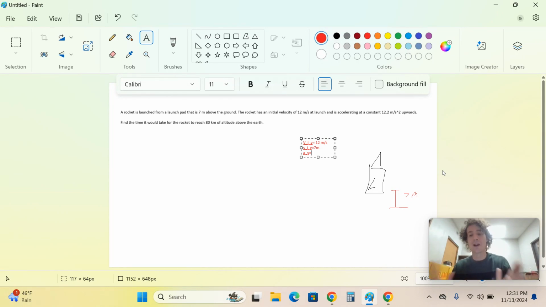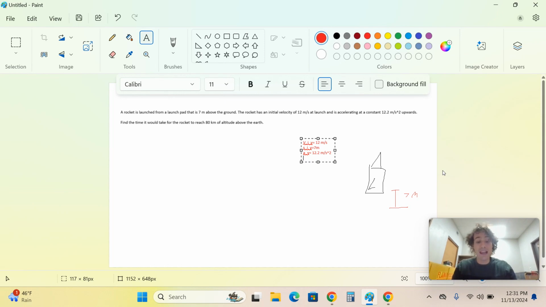I just want to make sure you're aware that these problems can be harder, right? So this is 12.2. It's positive because it's going up. Presumably the rocket wants to go up and not down. Okay, at least not right now. And what else? We are looking for what?